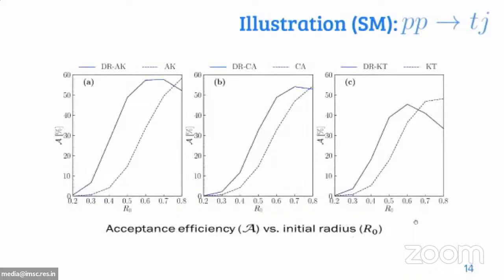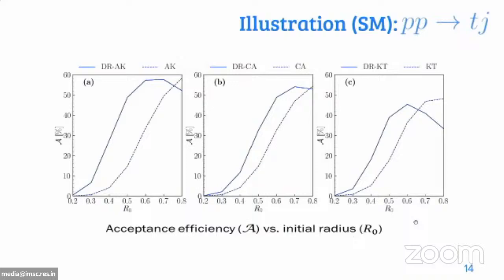And then we try to see what would be this acceptance variable that we defined with respect to, let's say, the radius if we choose. This is for dynamic radius, that is our method, and for the anti-kT we can see that almost everywhere we get higher acceptance for our algorithm, whereas for the anti-kT it's lower. So this increases, and then it sharply drops.